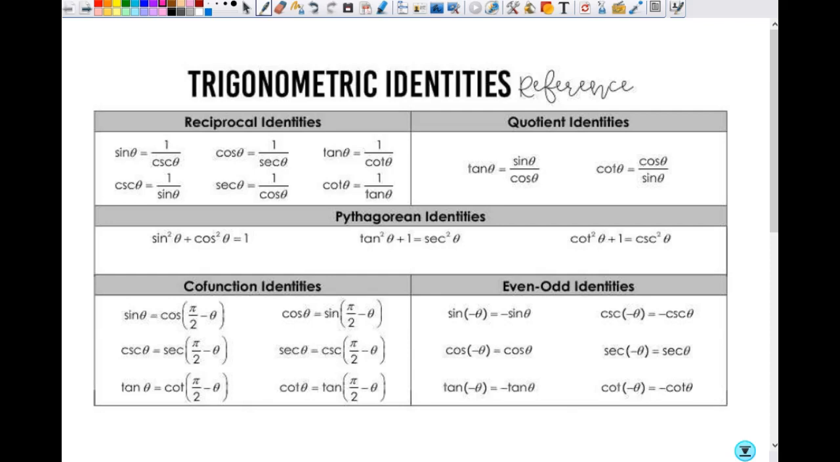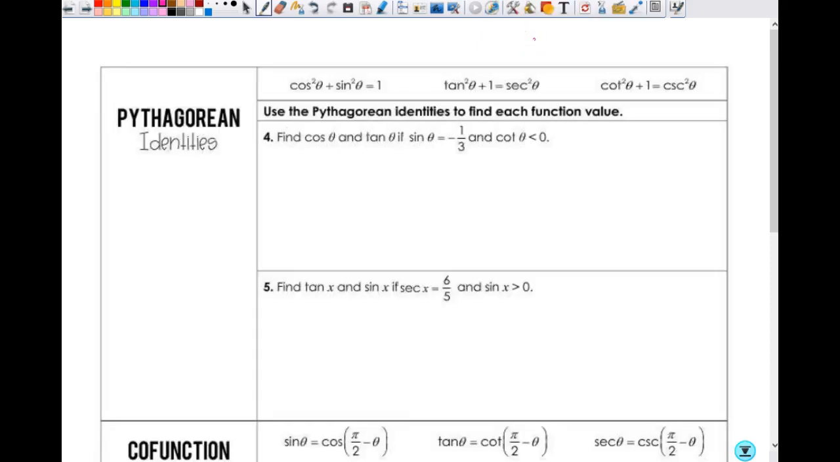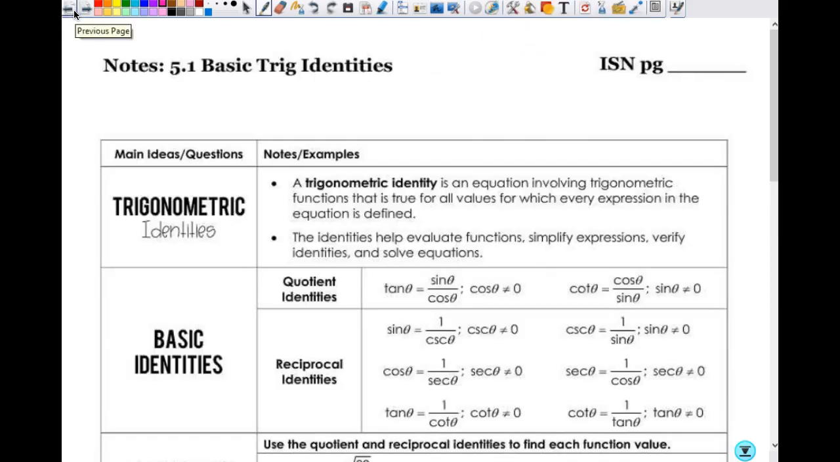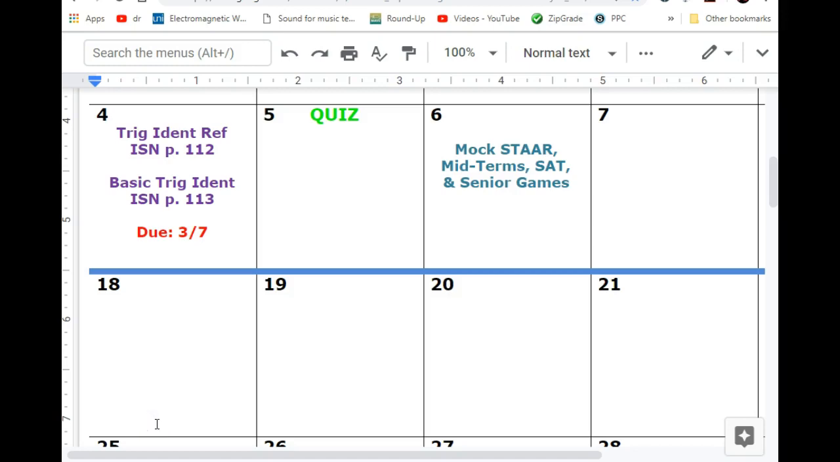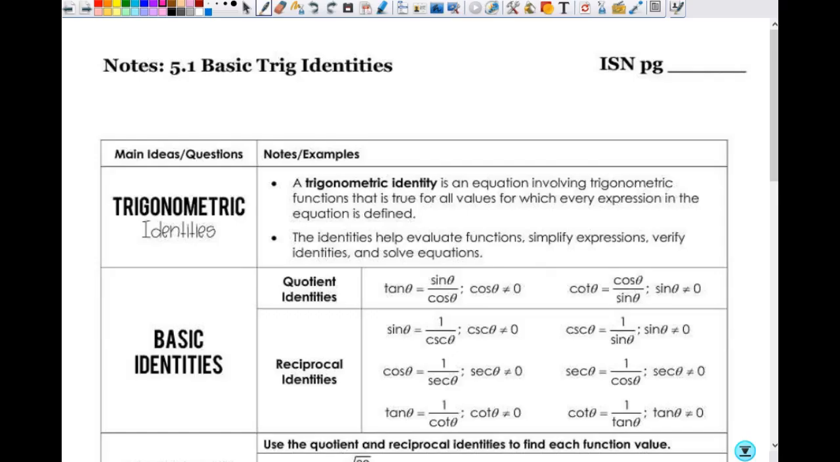So let's look at this. We're going to start here. That little half sheet is going on page 112. This is going on page 113. Okay. And we're going to look at basic trig identities.